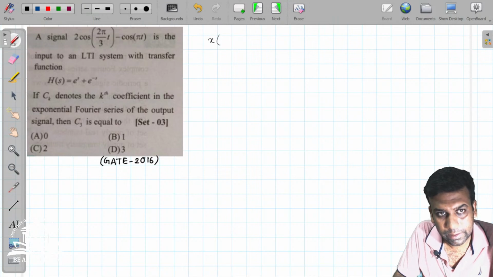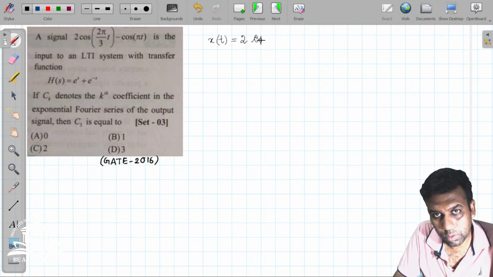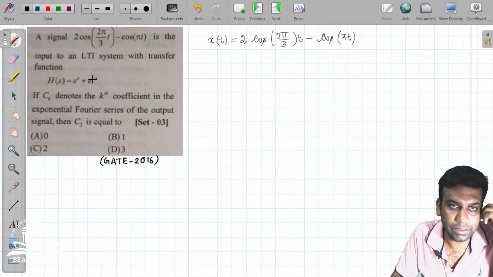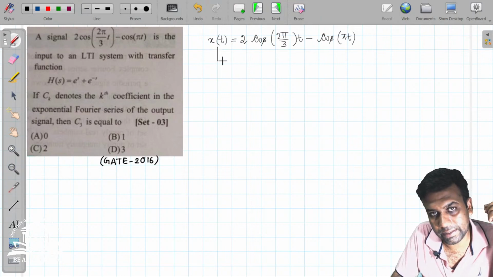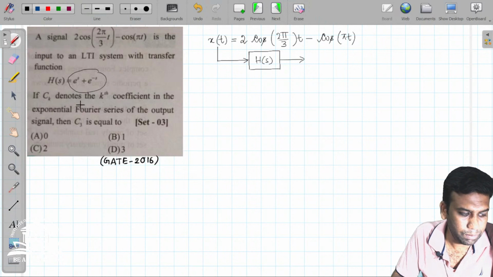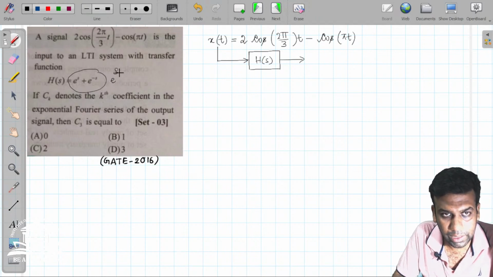Suppose the signal is xt equals 2 cos 2 pi by 3 into t minus cos pi t. It is the input to the LTI system with the transfer function given. This signal has been given as input to an LTI system which has a transfer function Hs. Hs is given by e to the power s plus e to the power minus s. This is the transfer function.